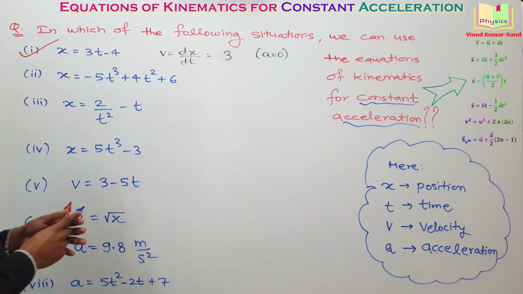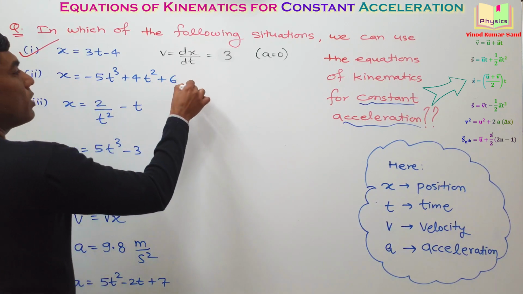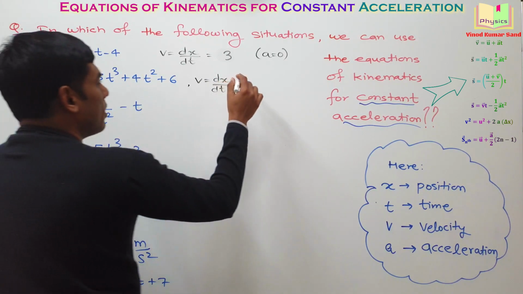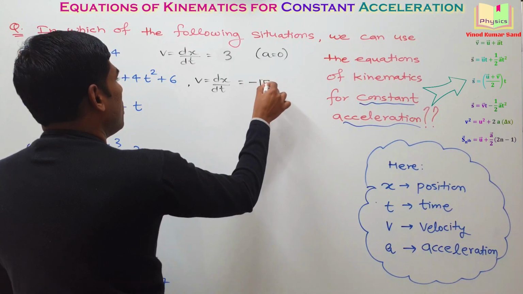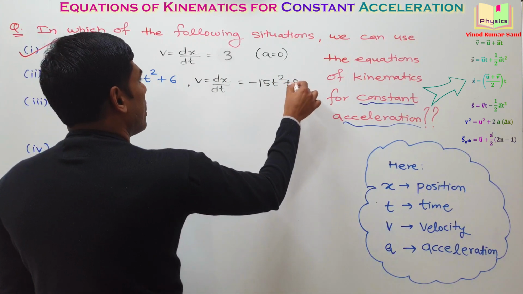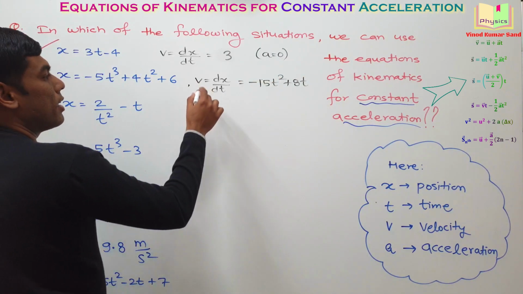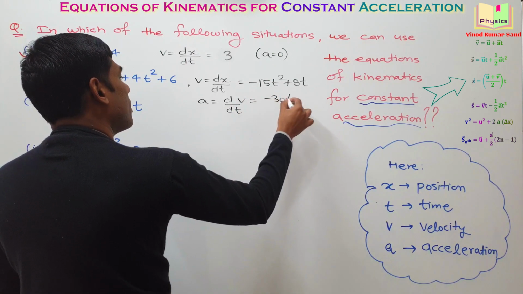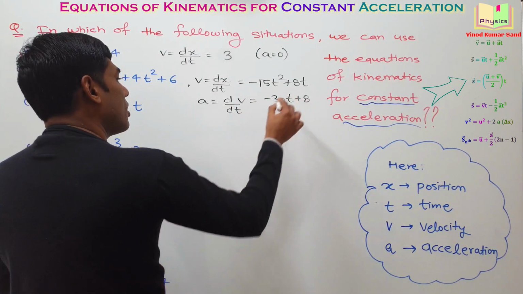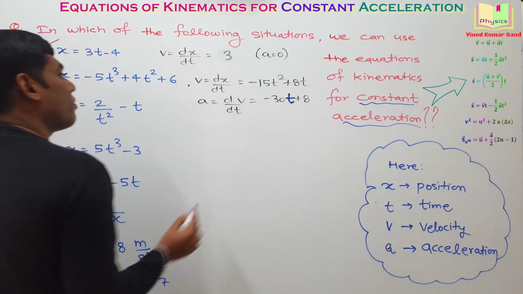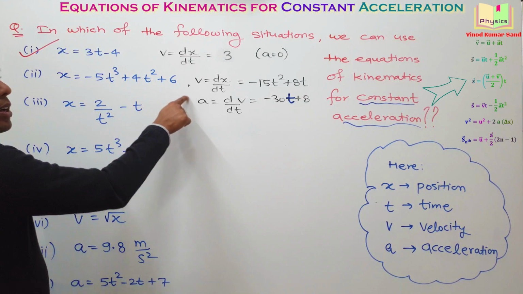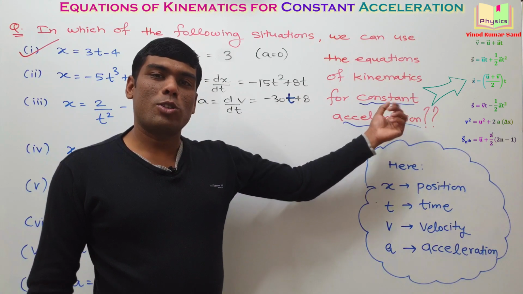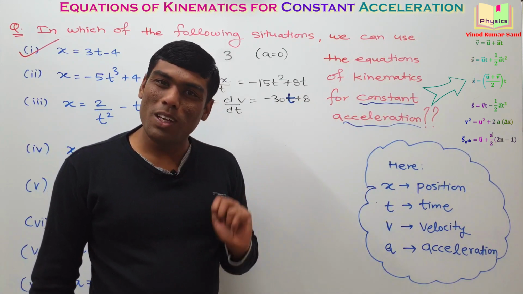Done. Next, look at this. If you differentiate it with respect to time, v is equal to d by dt of x, then you will get minus 15t square plus 8t, and when you differentiate it again, a is d by dt of v, which will come out to be minus 30t plus 8. Here acceleration is a function of time. If acceleration is a function of time, it means the acceleration is variable. If acceleration is variable, the equations of kinematics for constant acceleration cannot be used.